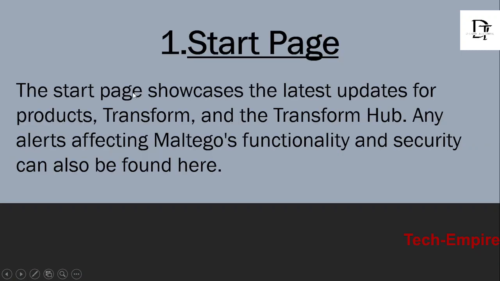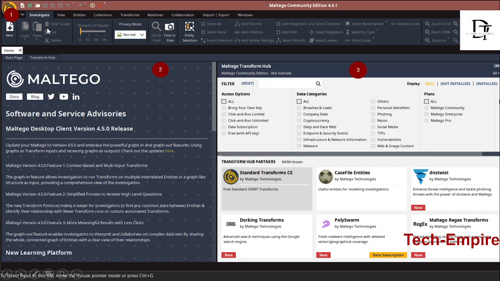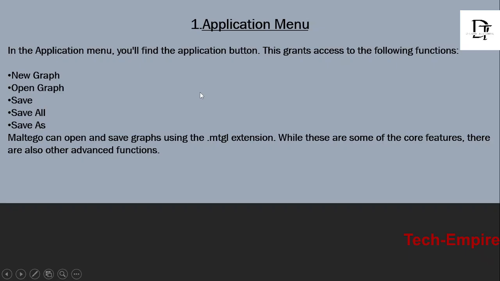Then after that, we are just trying to explain the features of some pages. Now the start page showcases the latest update for the product, transforms, and the Transform Hub. So this is the start page. If you want to get the application, it is here. This color I'm pointing at, and this layer as well, this layer and this layer, they are very, very important. That is exactly what we are explaining here now.